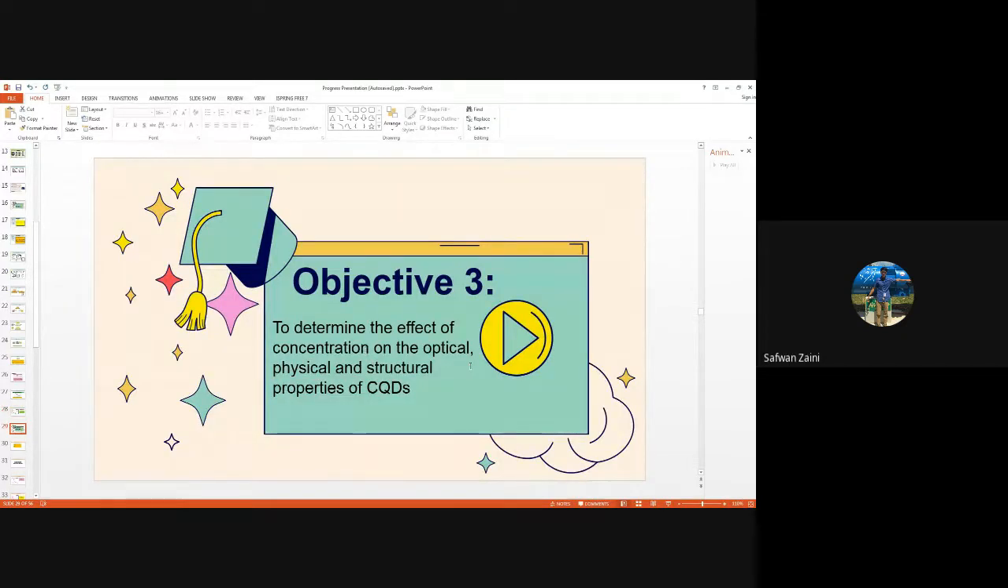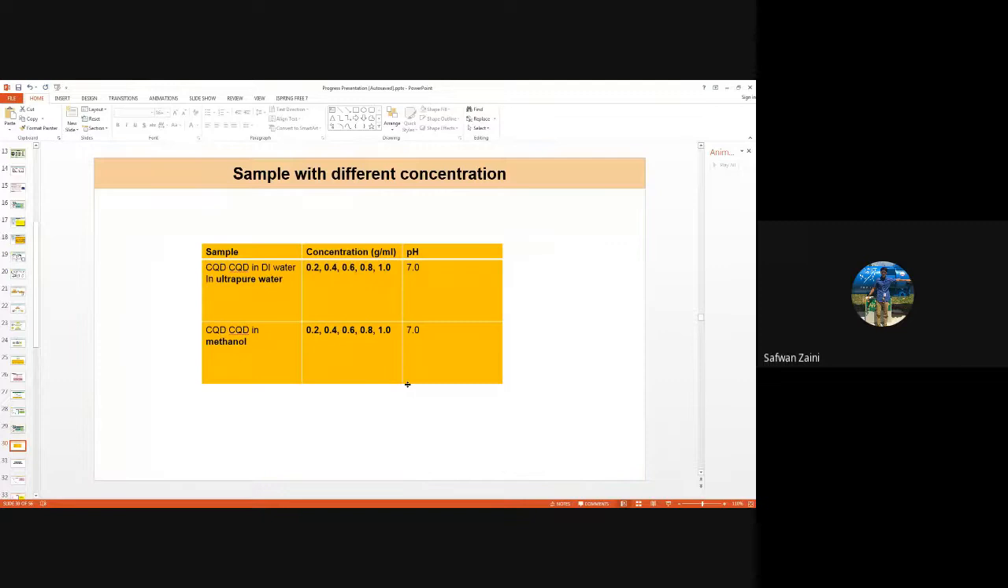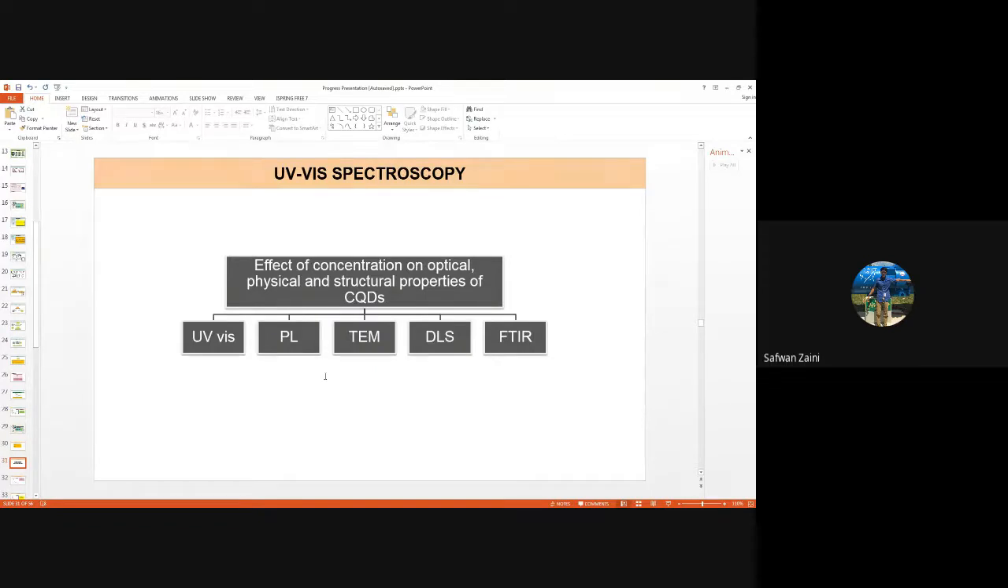And then objective 3, to determine the effect of concentration on the optical, physical, and structural properties of CQD. Here we vary the concentration of the carbon quantum dot in ultra pure water from 0.2 to 1 gram per milliliter, similar to the methanol. But this is still an ongoing process.